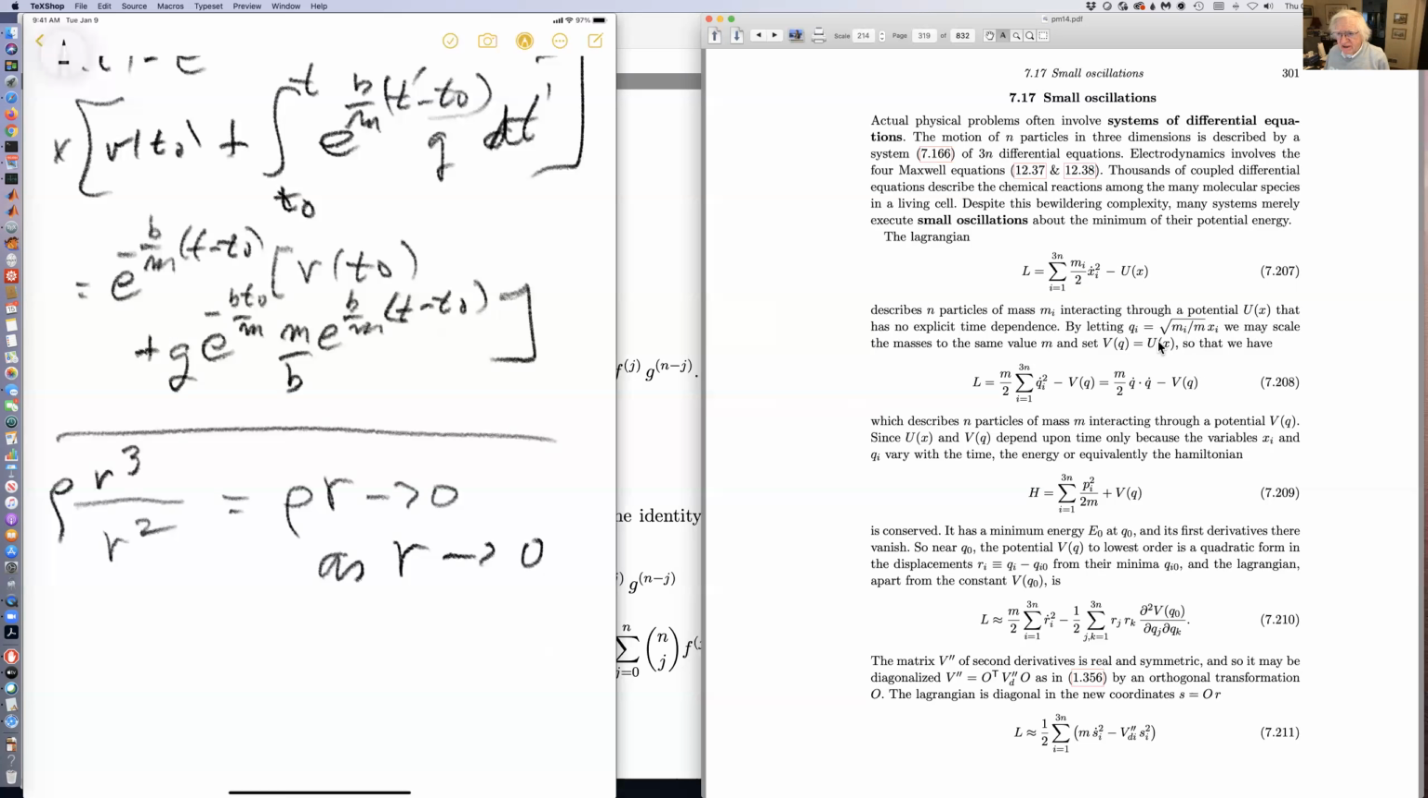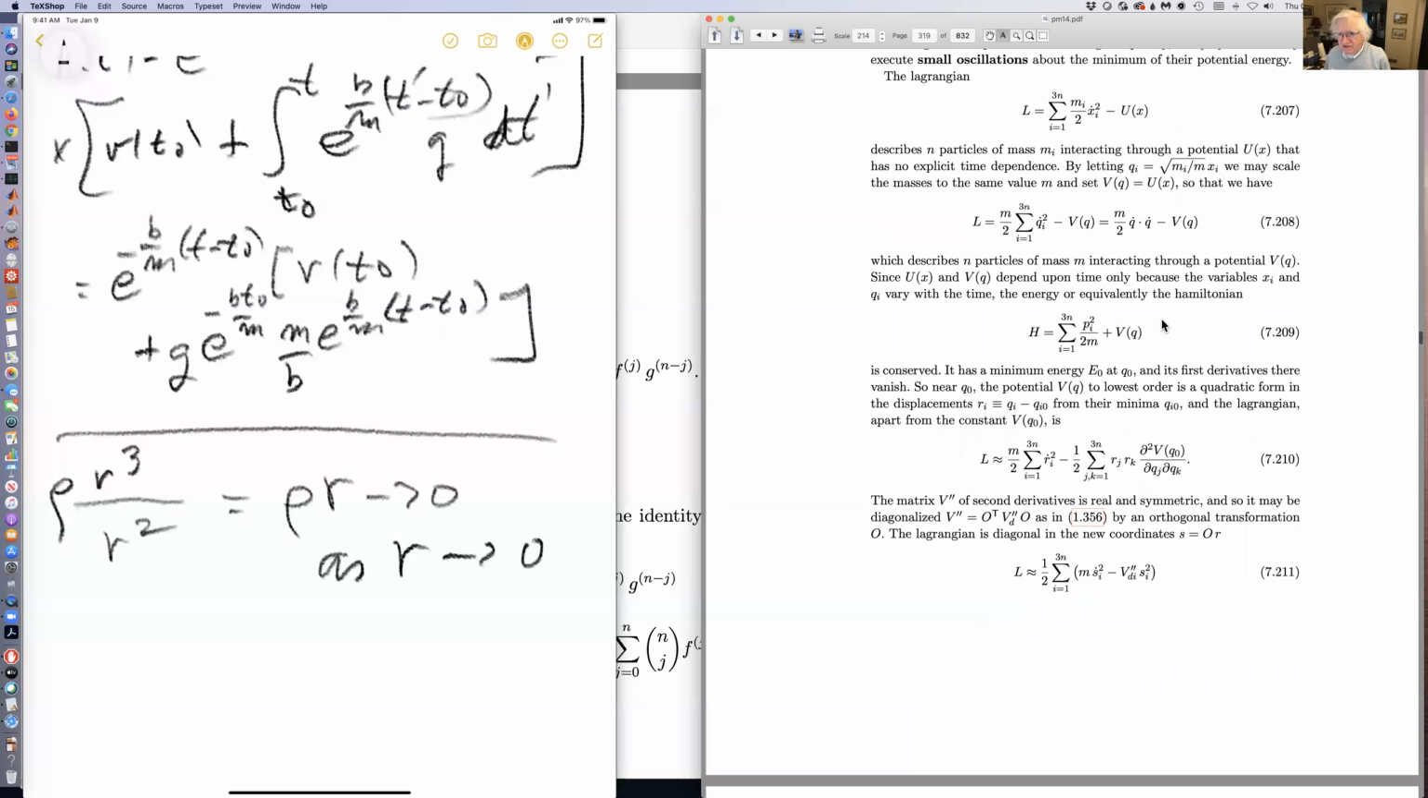When we make that scaling, we can then define V of Q as U of X, and then we get this expression here, which is very simple. It's m over 2, the dot product of the velocity of the system, minus the potential energy, is the Lagrangian. And the corresponding Hamiltonian, remember, p_i would be m q_i dot. And we then get this as the Hamiltonian. It's conserved because the Lagrangian does not depend explicitly on time.